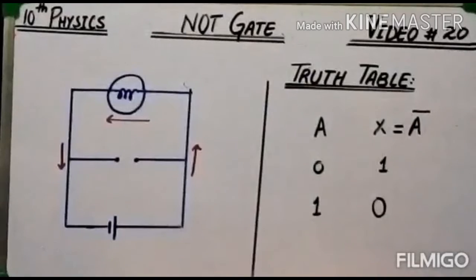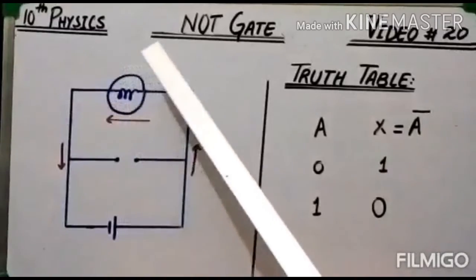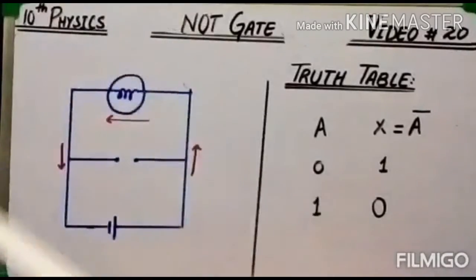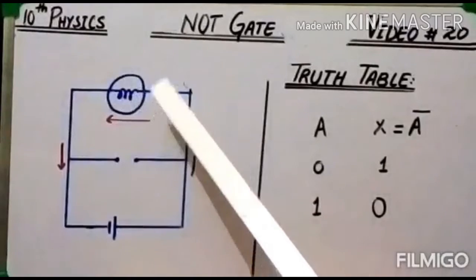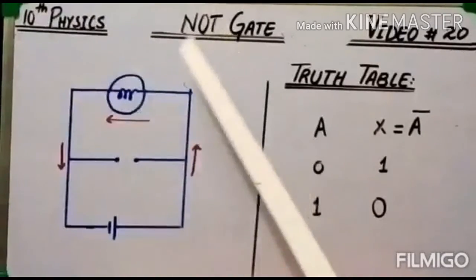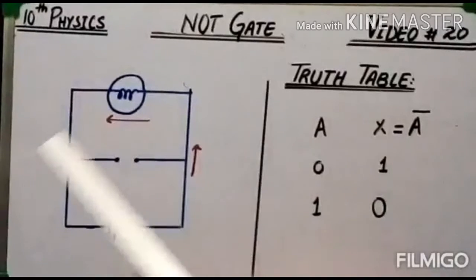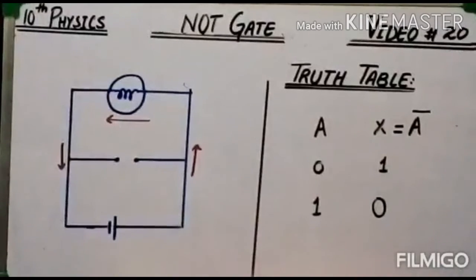All the gates are basically circuits which have switches in them. Here this is the switch A and this is the output X, and output X is actually a bulb. When the bulb glows, the output will be 1. When the bulb does not glow, the output will be 0. Right now this switch is open. You can see I show the open switch with the help of a gap. You can also say that the input of the switch A is 0 right now.